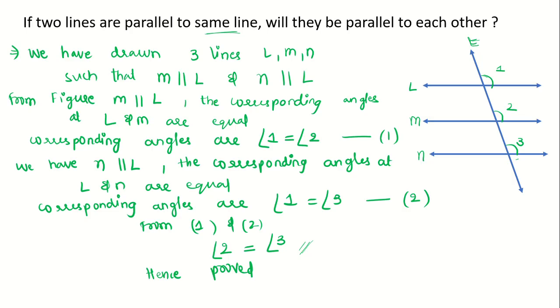Okay, so that's all for today's class. We learned what a transversal line is and the different angles formed when a transversal line cuts across different lines, and we also saw the property of parallel lines.